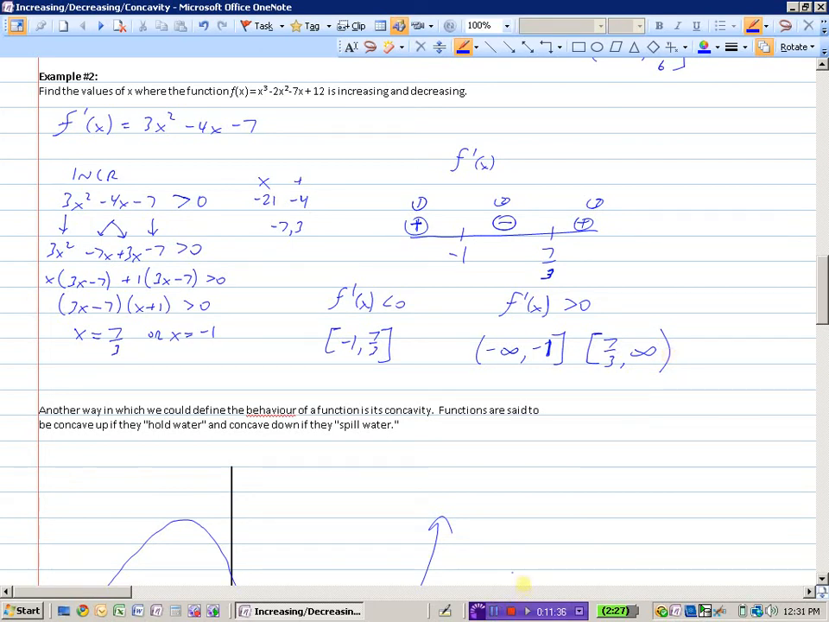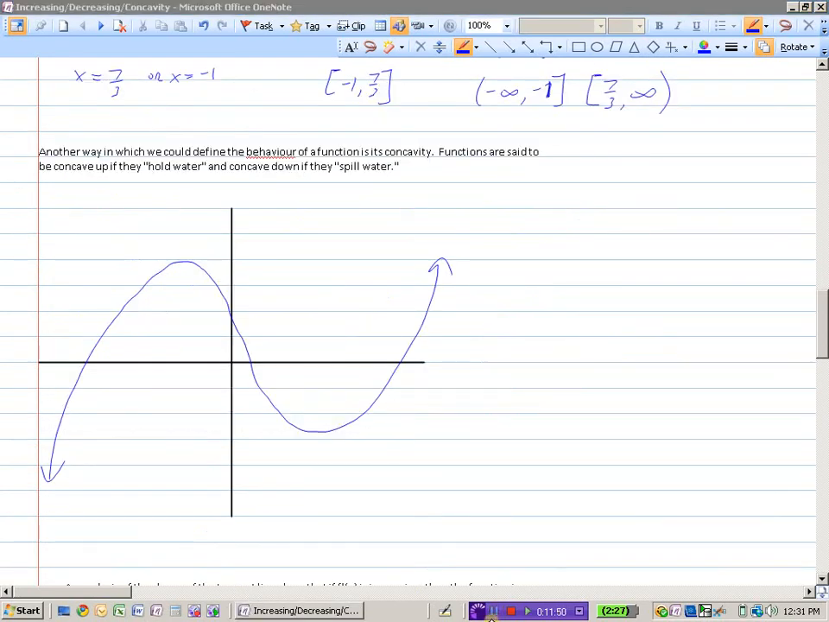So just summarizing, a function is increasing where the derivative is greater than 0, and a function is decreasing on the intervals where the derivative is less than 0. Another way in which we can define the behavior of a function is its concavity. Functions are said to be concave up if they hold water, and concave down if they were to spill water. And so if we look at this function here, we see that there is an area here where it seems to be able to hold water, and there's an area here that the bucket's upside down type thing.